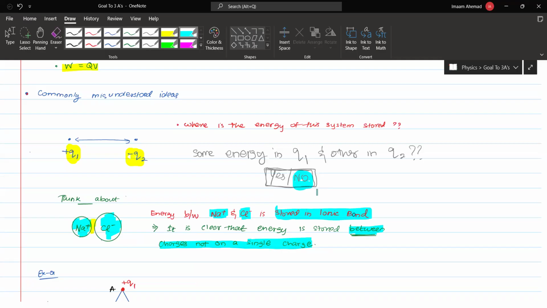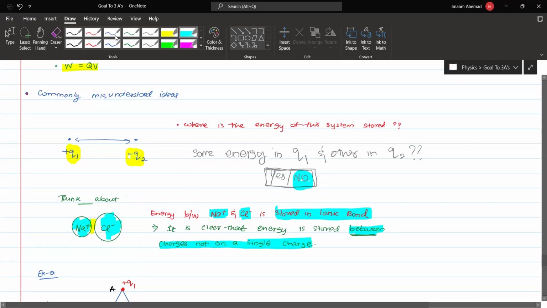Those who said yes and those who said no as well, I'm all clear that the energy is not stored in one of them. Actually, it is stored between them. I can tell you an example. If you move Q1 behind, then the energy will increase. And if you move Q1 behind, then also the energy will increase. So we can understand that the energy is between them, not in one of them. So it's here in the bond.